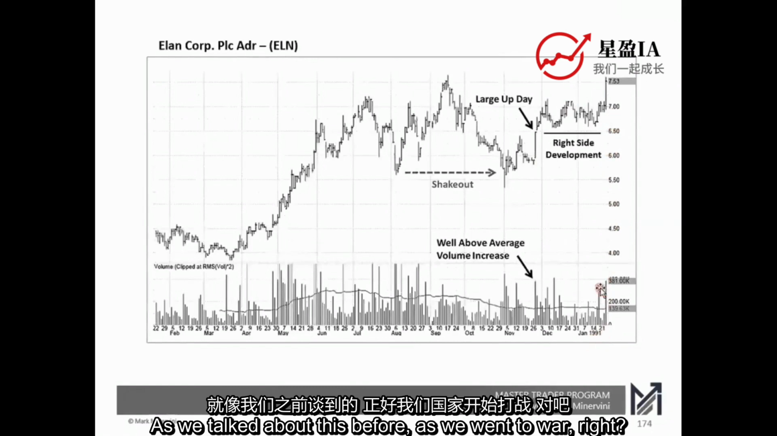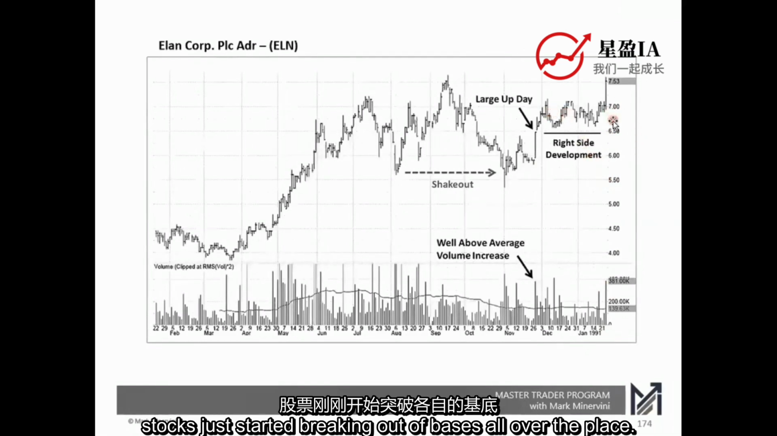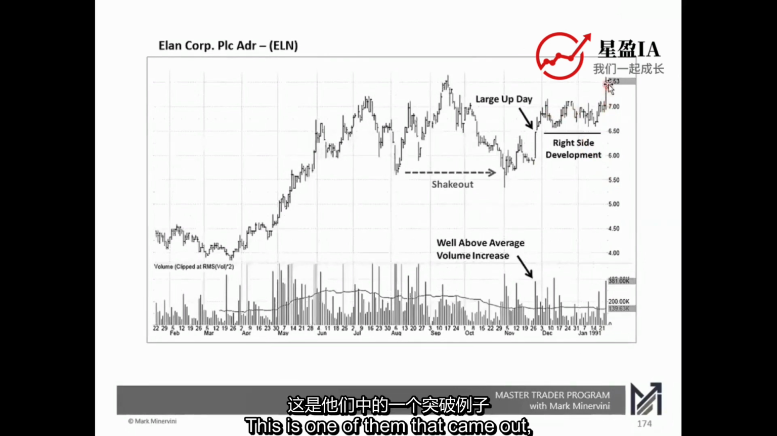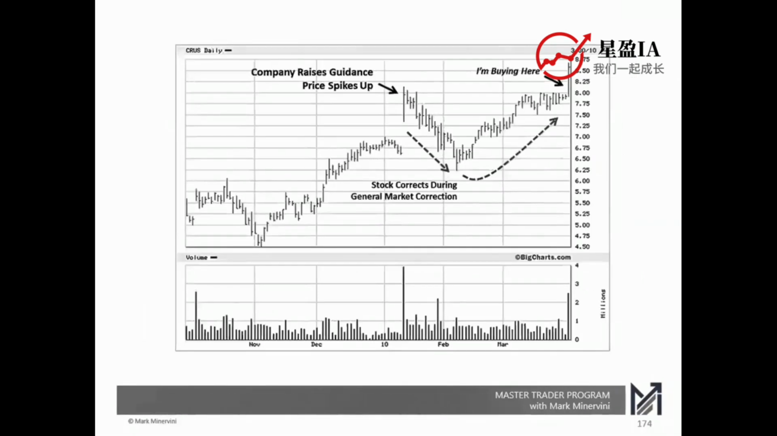And as we talked about before, as we went to war, on January 15th I think it was, the market took off and stocks just started breaking out of bases all over the place. And this is one of them that came out and was a key leader coming out of this base in this next bull market in 1991.